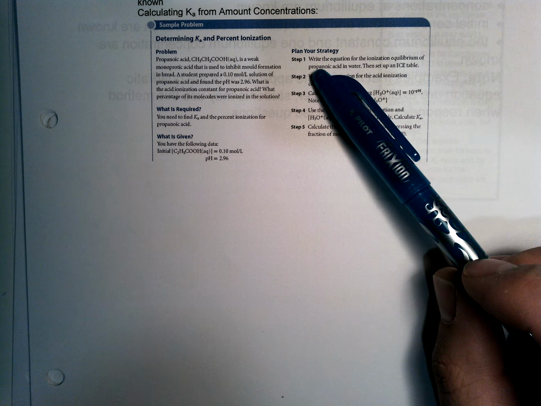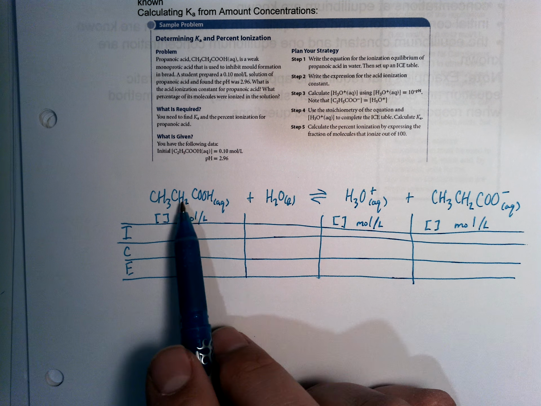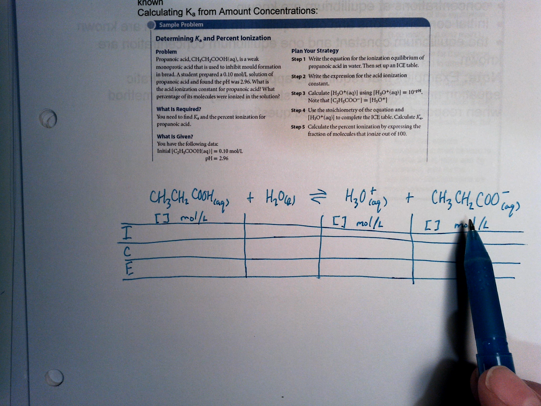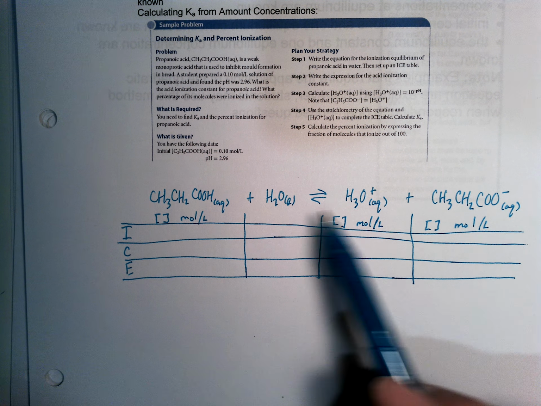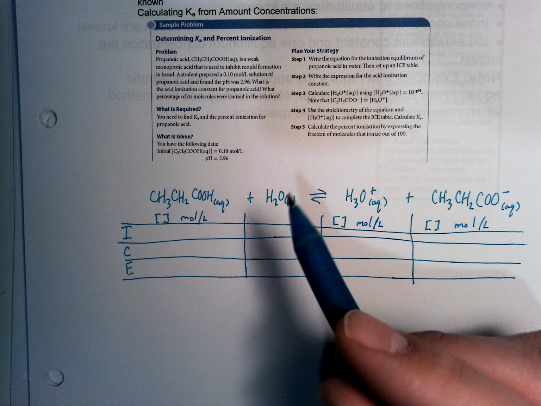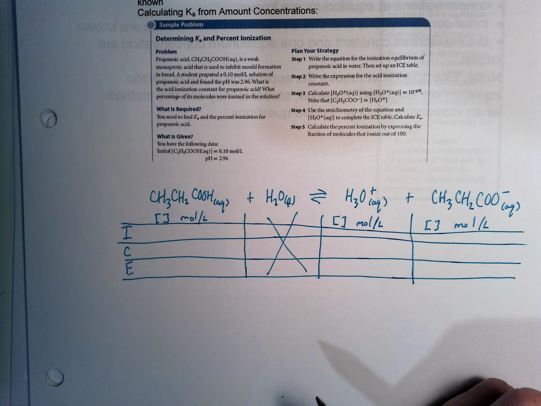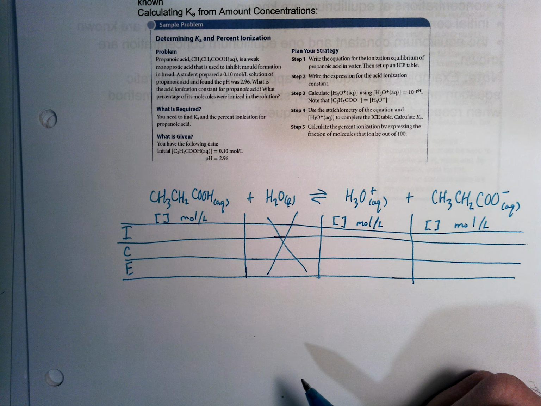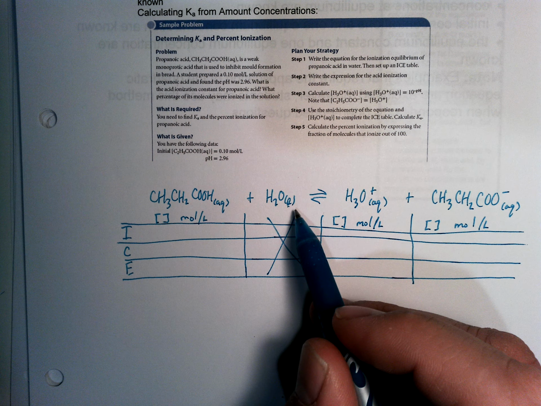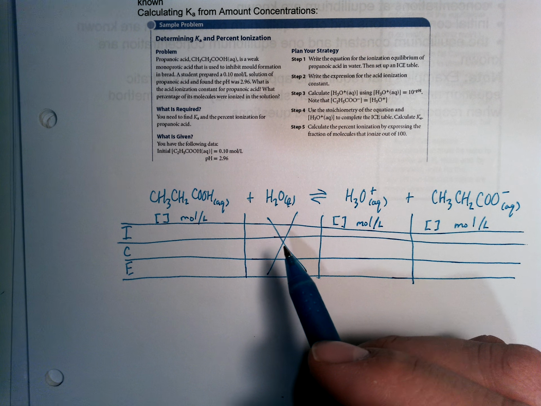We always want to write the equation for the ionization equilibrium of propanoic acid and water. That's where we always start, write down our balanced reaction, and then set up our ICE table. So we have balanced the equation here. For pretty much all of these, it's a 1-to-1-to-1 ratio. For water, we don't worry about it because the concentration doesn't change since it's a liquid. If we have water as a gas, then the concentration changes and we have to include it.